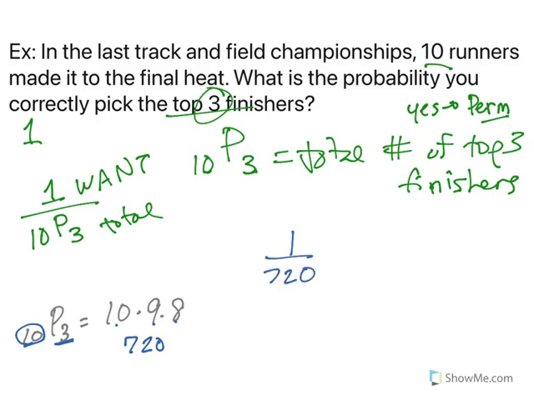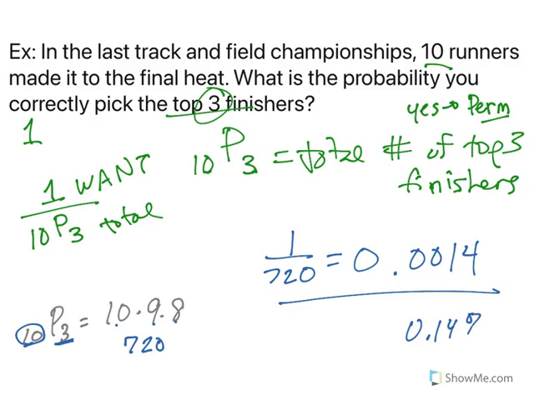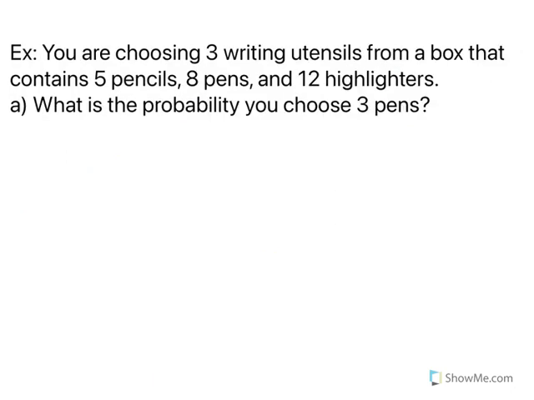If I change that to a decimal, I get 0.0014. So there's about a 0.14% chance that I'm going to pick the top 3 finishers. That's all 3. Okay? All right.